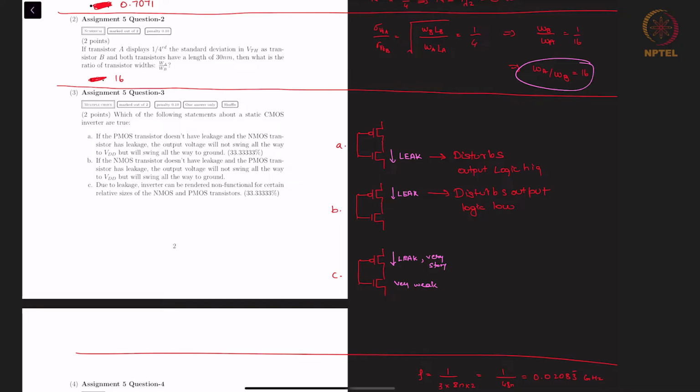And in situation C, just due to leakage, the logic low is affected so much because the PMOS is leaking and it's a very strong device, and the NMOS is not leaking as well. The NMOS is on, but it's very weak. So there's now a fight between the PMOS and NMOS, and once there is a fight, it just depends on the ratio of strengths. Eventually for large enough PMOS size, there will be large enough PMOS leakage, and it could affect the output logic low. So that is situation C. So the answer is A and C are true and B is false.